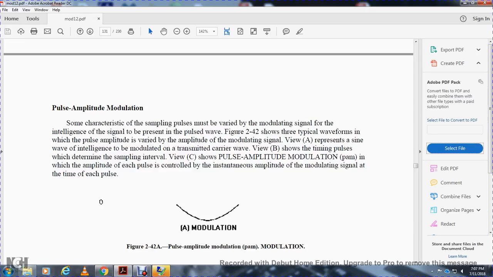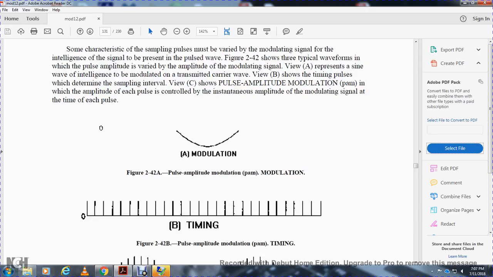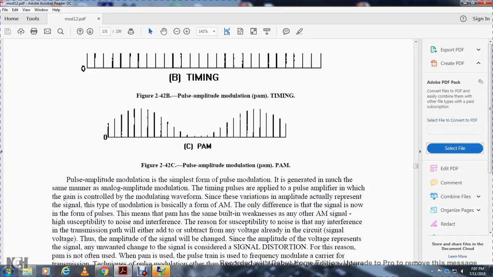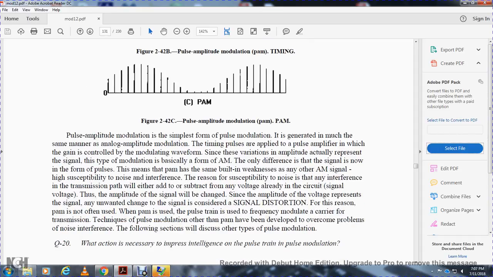Figure 242 shows the pulse amplitude modulation, or PAM, timing. Pulse amplitude modulation is a simple form of pulse modulation. It is generally generated in much the same manner as analog amplitude modulation, with the timing pulses applied to a pulse amplifier whose gain is controlled by the modulation waveform. Since the variation of the amplitude represents the signal, this type of modulation is basically a form of analog amplitude modulation, the only difference being that the signal is in pulse form. Pulse amplitude modulation has the same inherent weakness as analog amplitude modulation.